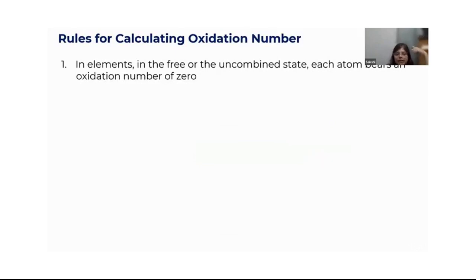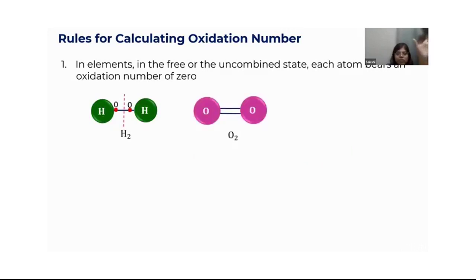So the rule is that for elements which are in a free or uncombined state, each atom bears the oxidation number of 0. Okay, like H2, it is in free state, right? So it will have 0 oxidation number because on both sides the element is the same. So there will be no attraction of the shared pair of electrons towards any atom. The shared pair of electrons will not move, it will stay stationary, because both the atoms are the same. So in the free or uncombined state, each atom has the oxidation number 0.